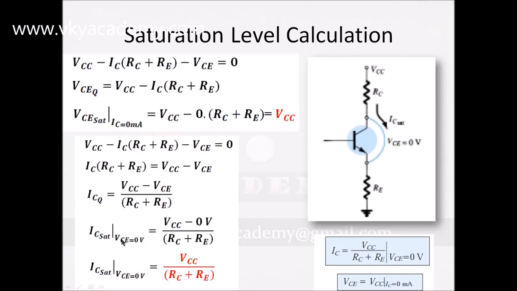And as we know from the previous discussion, the saturation value of current can be calculated by keeping VCE equal to 0 volt. So putting VCE equal to 0 volt, we get VCC by (RC plus RE), which we have seen here. What is the saturation value of voltage? Keeping IC equal to 0 milliampere, we got the saturation value of voltage, which is VCC, which is similar to the fixed bias configuration also.